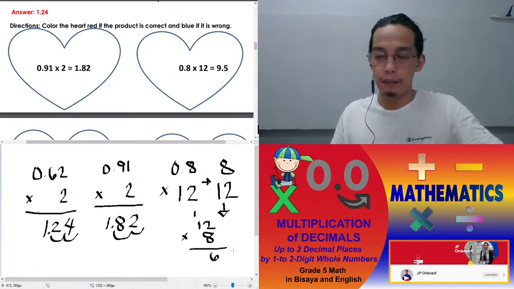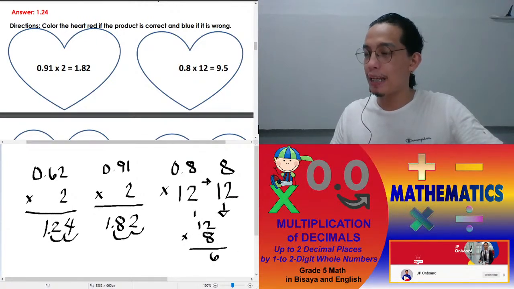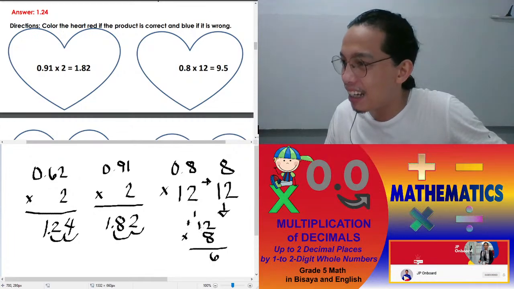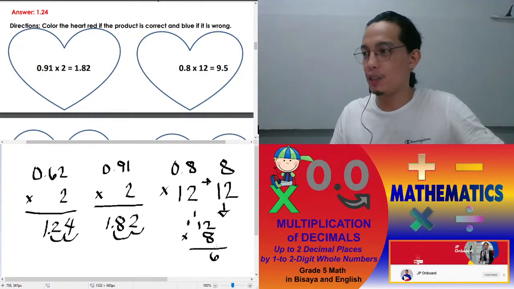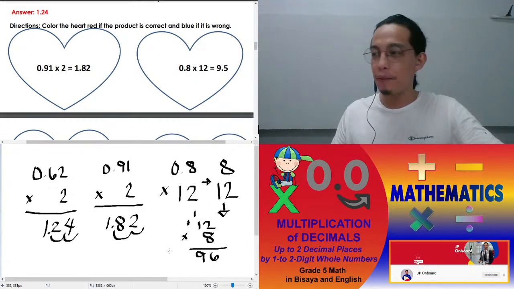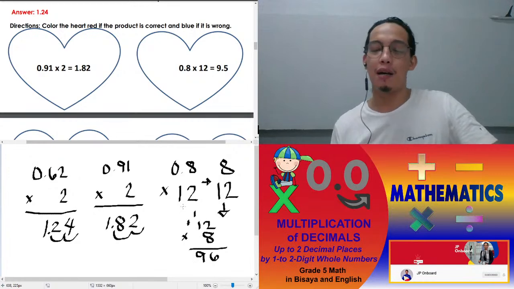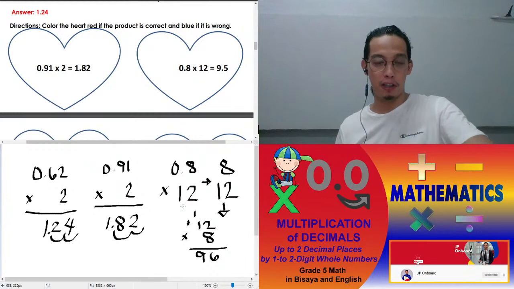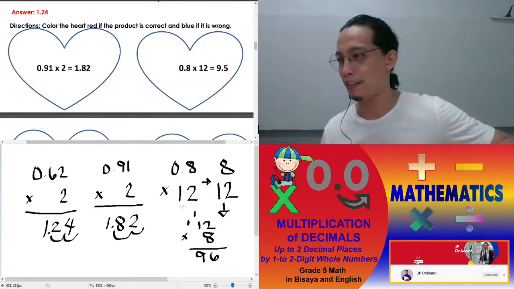And then we continue. 8 times 1 is 8. And then we add the one that we carried. So 8 times 1 is 8, plus 1 is 9. So it becomes 96. Okay? And then I was just recalling earlier, the first solution I gave was wrong. This is the correct one.